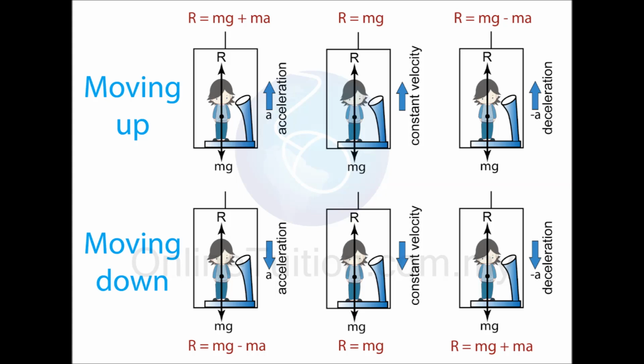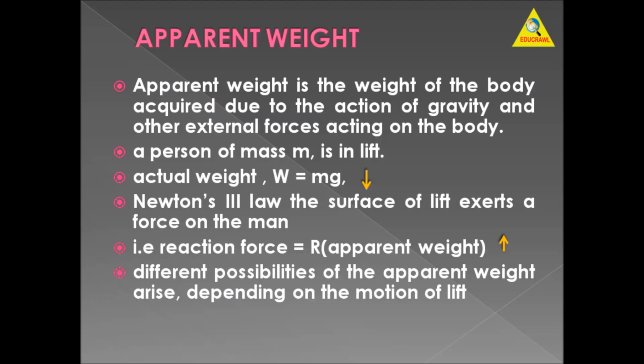Here his actual weight is W is equal to mg, which is acting downwards. By Newton's third law, the lift also exerts a force on the man. This is called as reaction force. The reaction force is taken to be capital R, which is the apparent weight of the man. That is the weight he assumes to have. There are different possibilities of the apparent weight due to the motion of lift, which is discussed in the next slide.